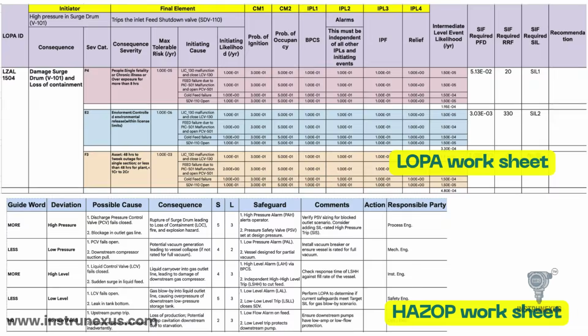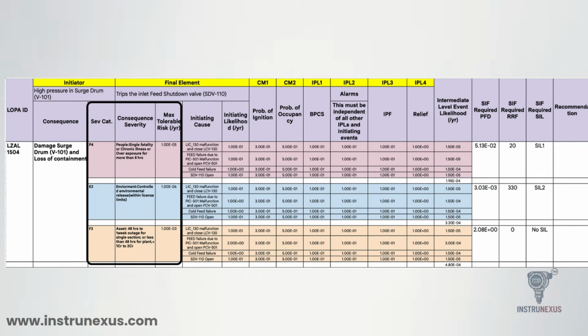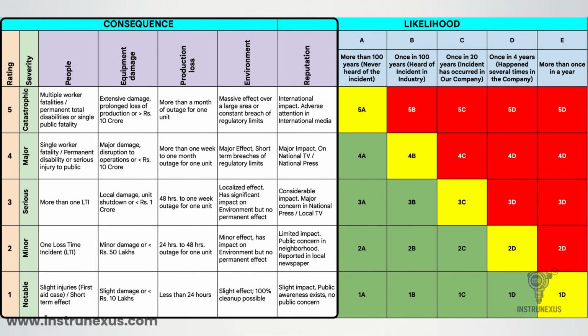To determine the tolerable risk frequency, we use a standard risk matrix that correlates severity with likelihood. First, look at the consequence side on the left.